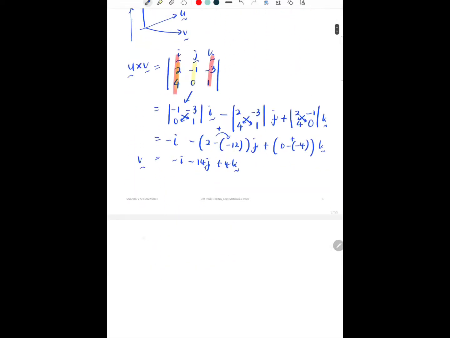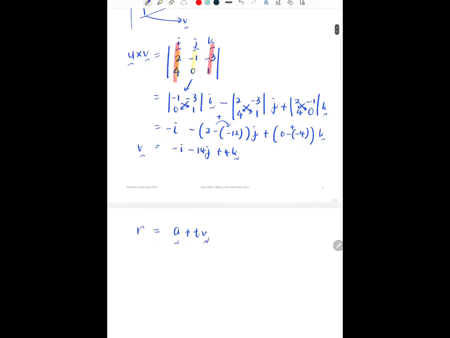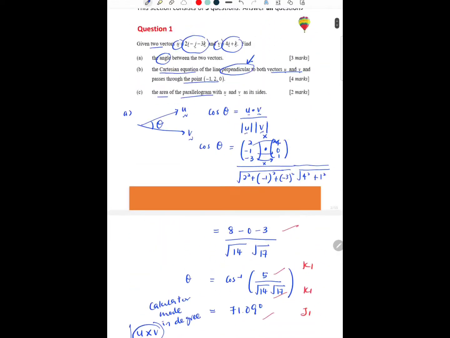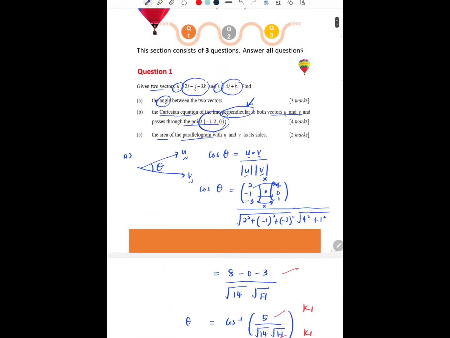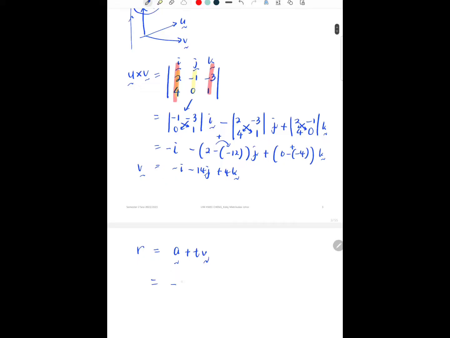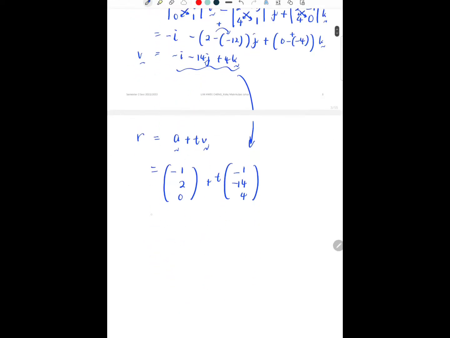Untuk line kita ada line equation r equals to a plus tv. Ini vector equation untuk line. Jadi kita ambilkan point yang dia dekat soalan bagi, -1, 2, 0, okay, plus t v yang kita baru buat cross product tadi, masukkan yang ni, masukkan dalam sini, -1, -14, 4. Alright, and then kita tulis dalam bentuk Cartesian equation.